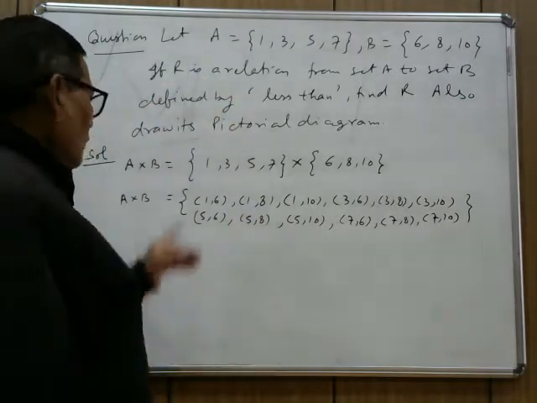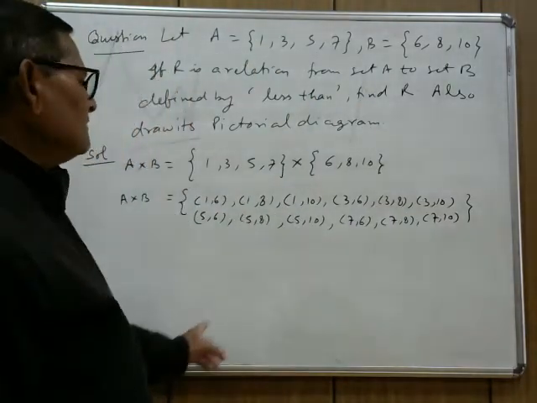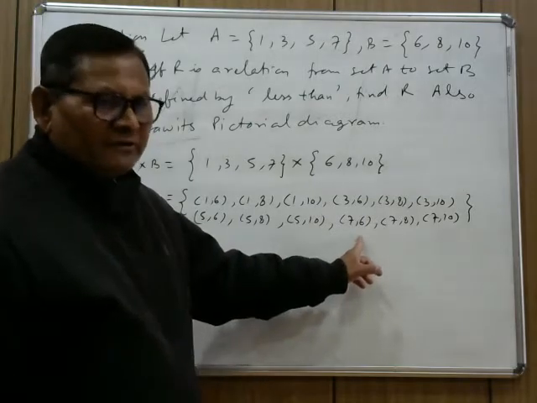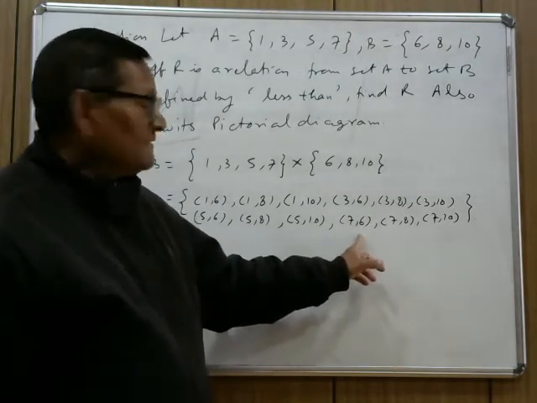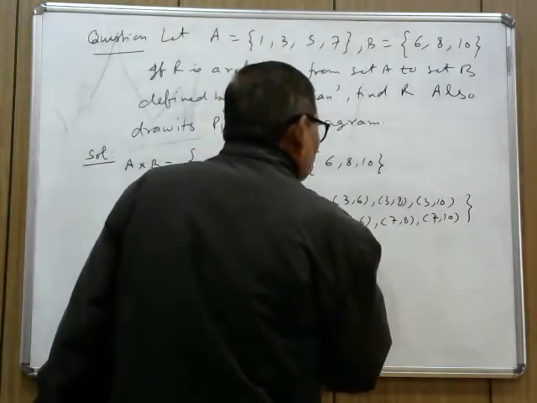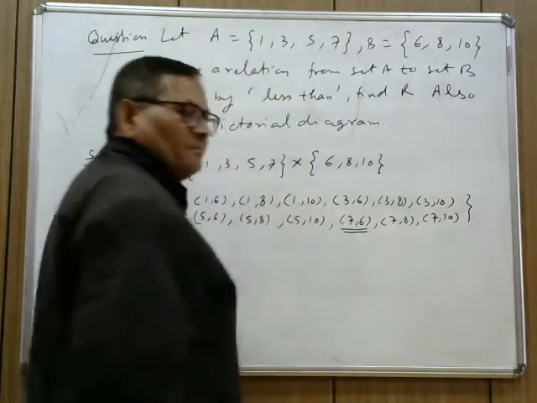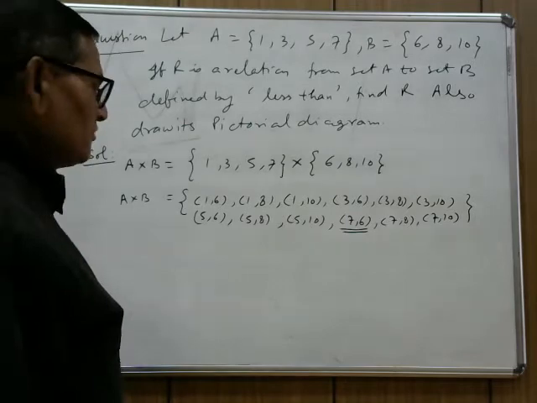that relation. So among all the elements of A cross B, there is only one element in which the first element is not less than the second. That relationship is not satisfied in this ordered pair only. So that is the only one that is not an element of your relation.